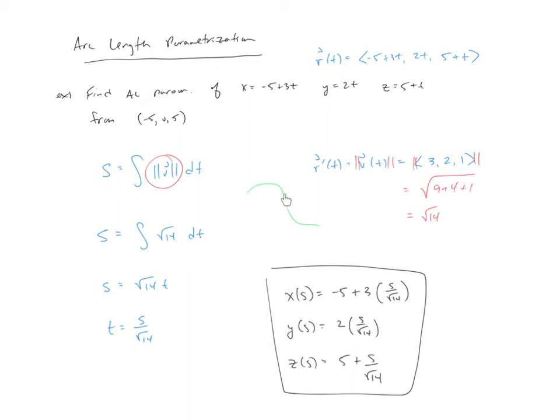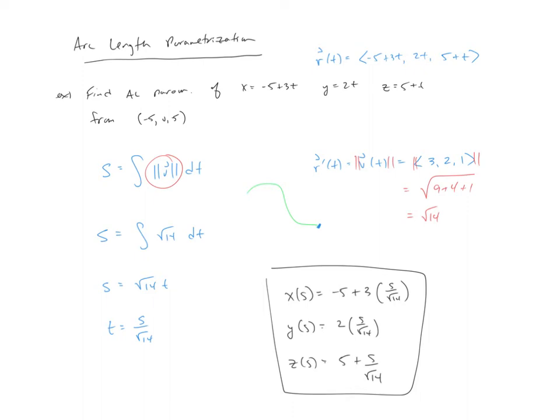Time equals 5, it's continued, and it's pointing to this point here. So that one's a pretty intuitive one to understand. The arc length one is similar in the sense that it needs to start somewhere. So we're starting from negative 5, 0, 5. Let's suppose that this is our point, negative 5, 0, 5.